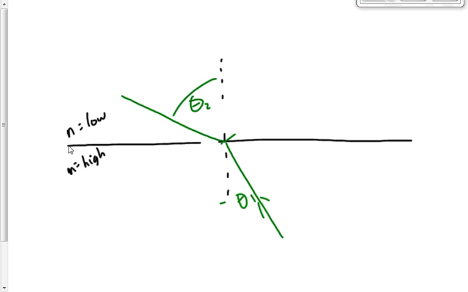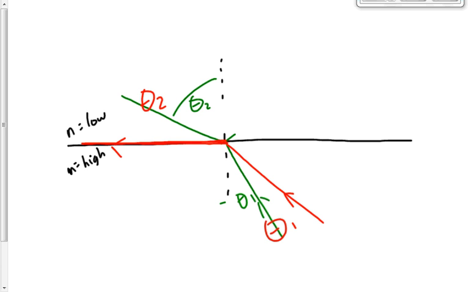Let's increase the angle of incidence a little bit. Theta 1 is now a bigger angle than it was before. Theta 2 is going to be bigger than theta 1 and bigger than theta 2 was before. In fact, if theta 1 is big enough, then theta 2 might actually be 90 degrees. That's the beginning of total internal reflection. That's when it begins to occur.